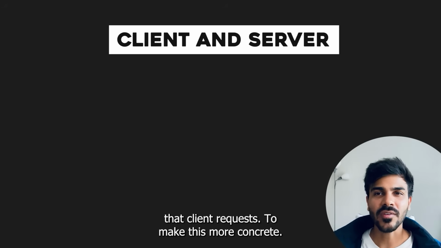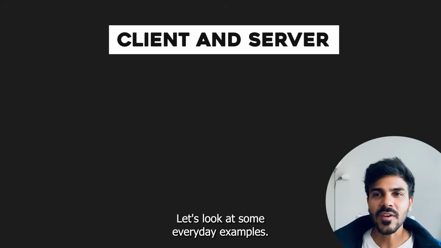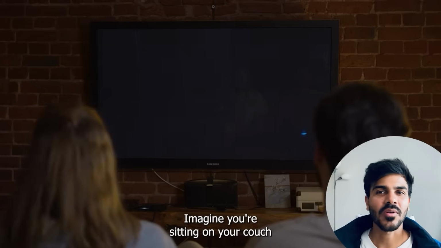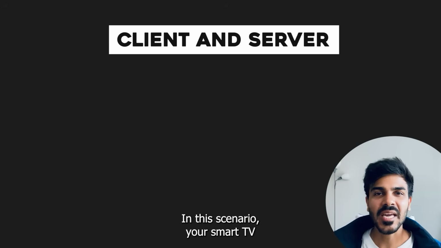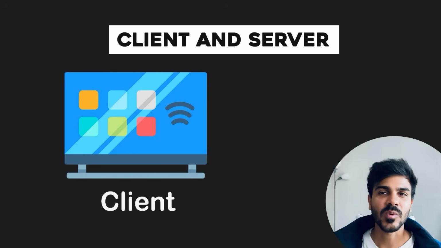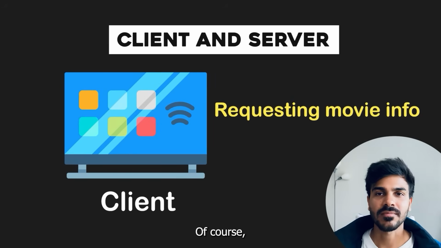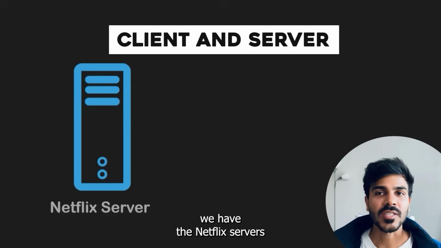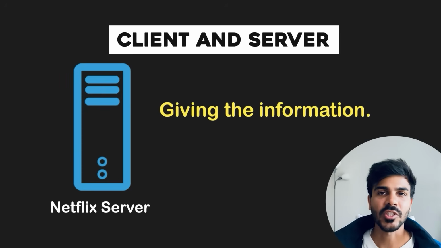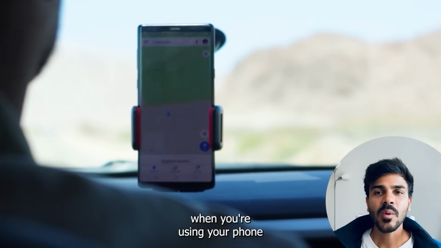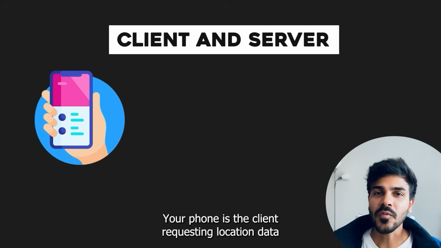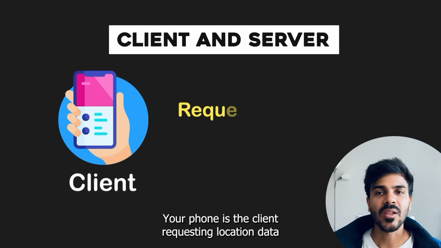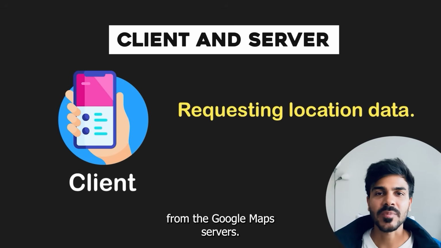To make this more concrete, let's look at some everyday examples. Imagine you're sitting on your couch and your smart TV is streaming movies from Netflix. In this scenario, your smart TV is the client requesting the movie information. Of course, we have the Netflix servers that are giving that information back to the client. Or think about when you're using your phone to get directions on Google Maps. Here, your phone is the client requesting location data from the Google Maps servers.